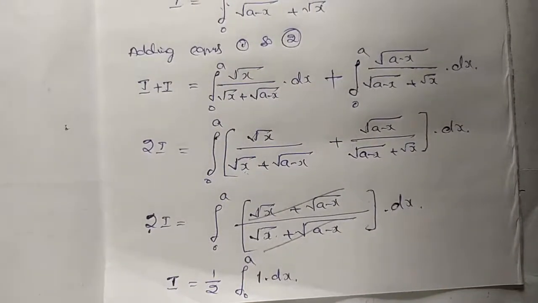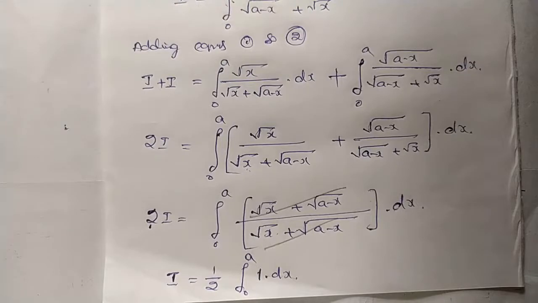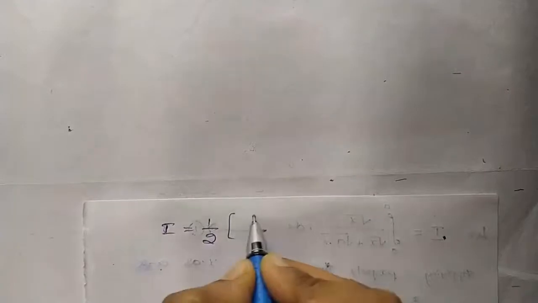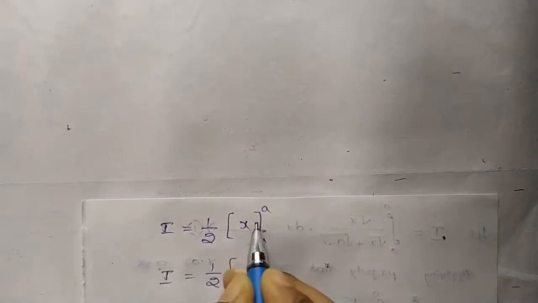Hence it is a simplification. We will have some other steps. If you want to take a screenshot you can take. I am going to turn this sheet. I equals 1 by 2 into integration of 1 dx is x under the intervals 0 to a. Apply this limit, apply the intervals. I equals 1 by 2 into upper limit minus lower limit, a minus 0.